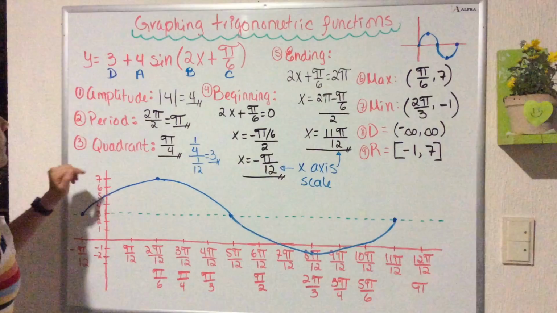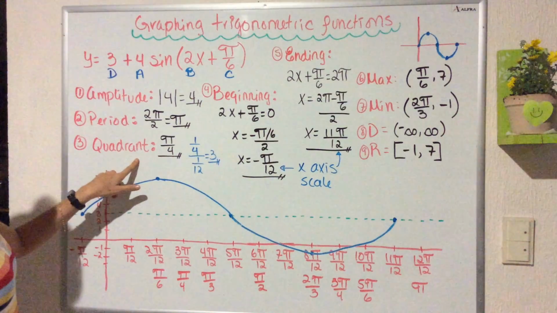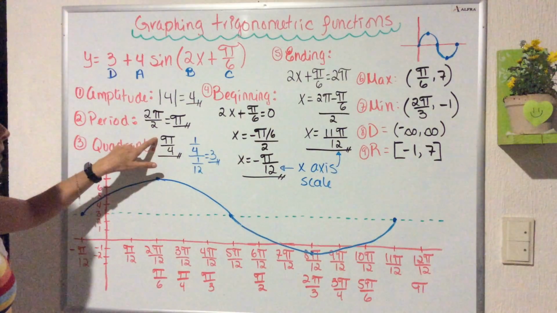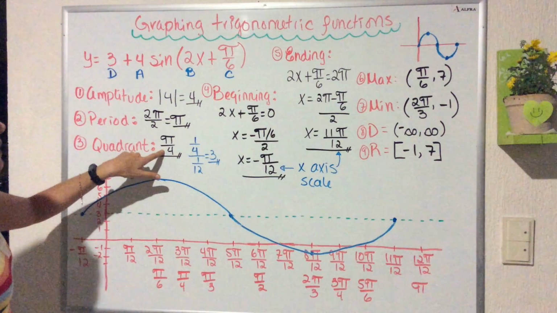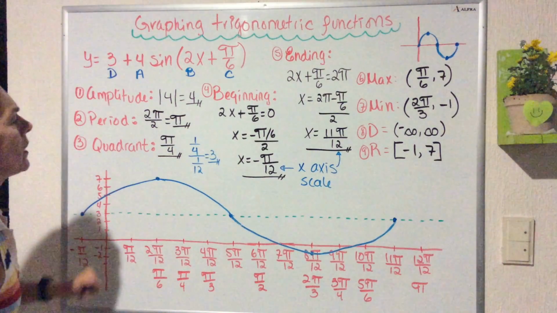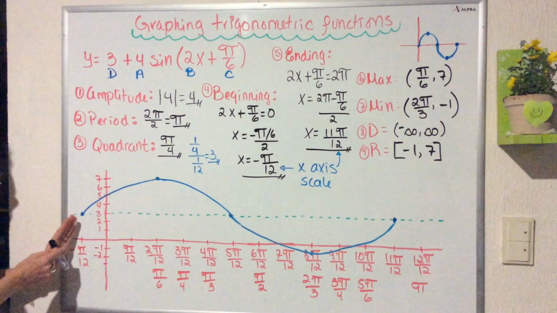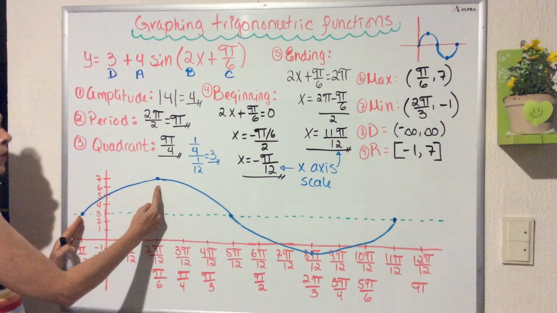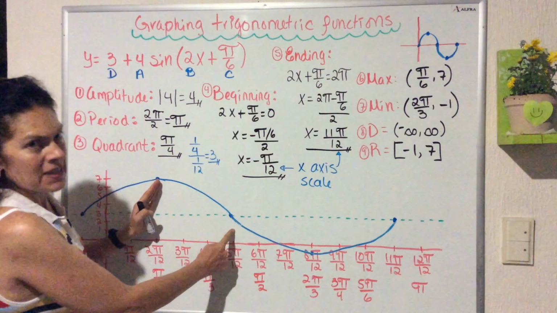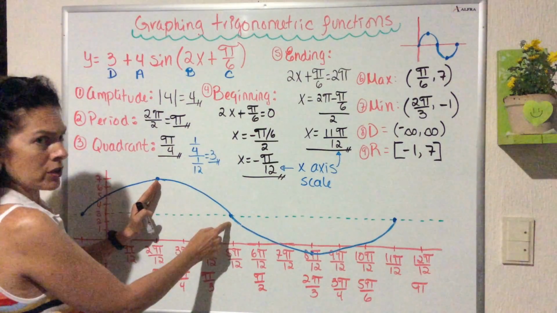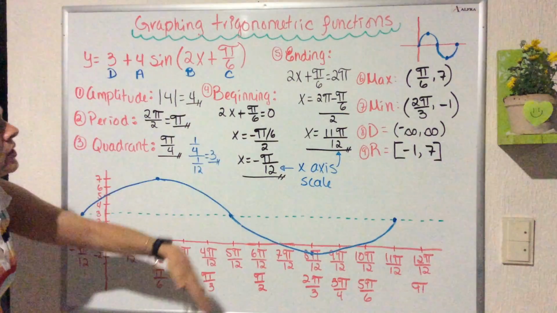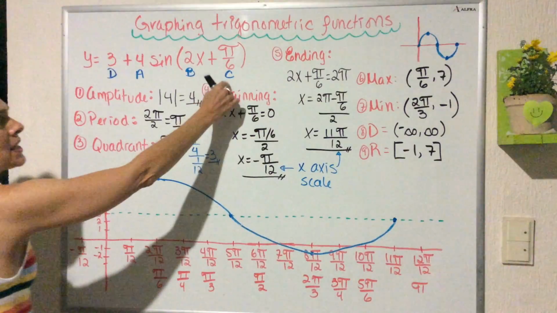Good. Now, the size of the quadrant, dear students. As we have 4 quadrants in the unit circle, we are going to divide the period by the 4 quadrants. So we get pi fourths. So this is the answer, pi fourths. That means that from here to here, which is the first quadrant, I'm going to have pi fourths. And from the second point to the third one, which is the second quadrant, I'm going to have pi fourths, and so on, okay?